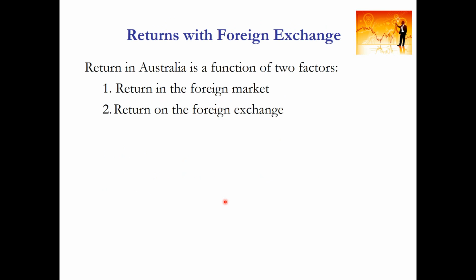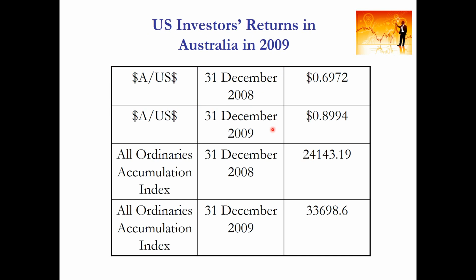Let's say a US investor is investing in the Australian market. The US investor's return will have two components: one is the return generated in the Australian market, and the other is the return generated due to the change in foreign exchange rates. Let's say this is a particular period of the year 2009, and the exchange rate between the Australian dollar and the US dollar in December 2008 is 0.6972. It means that one Australian dollar can buy 0.6972 US dollar.